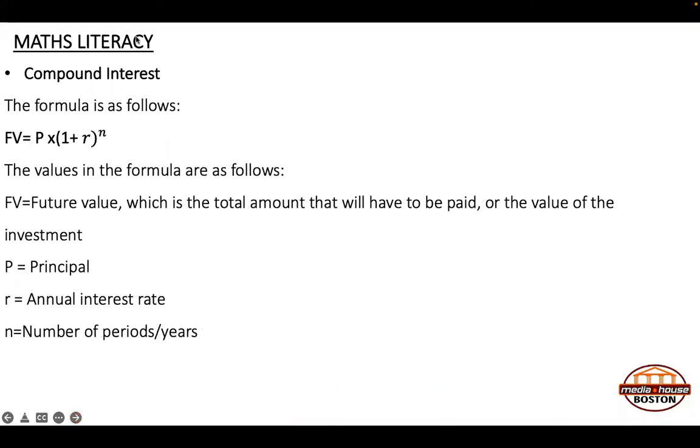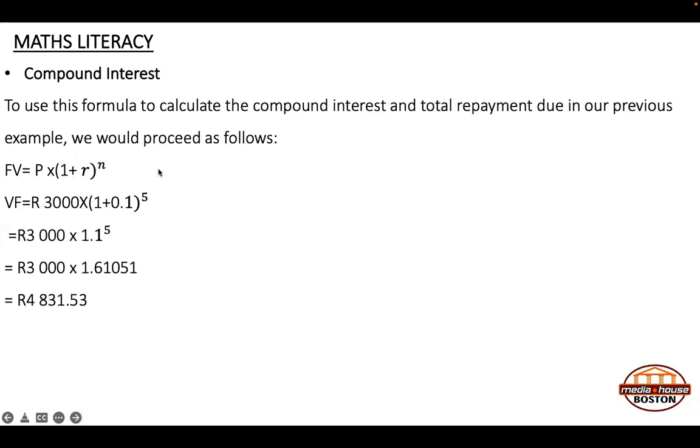Okay. So we see the formula FV equals P times (1 plus r) to the power n. The future value, which is the total amount that will have to be paid or the value of the investment, the principal, the annual interest rate, and the number of periods or years. And then to use this formula, we calculate it as it is, and we see the calculation, and we get to 4,831.53. Okay.